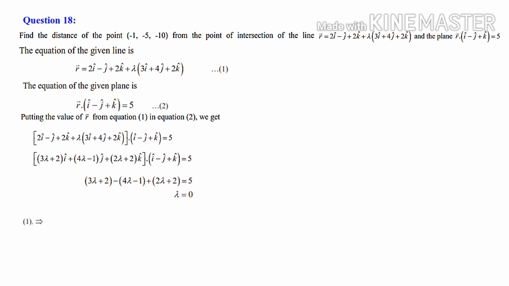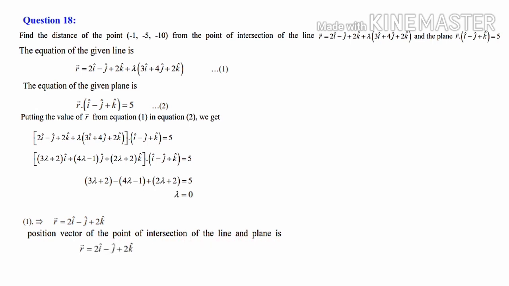So in equation number 1, if you substitute the value of lambda, that term completely becomes 0 because the value of lambda is 0. So you will get r = 2i cap - j cap + 2k cap. Since it is in vector form, we can consider this as the position vector. So the position vector of the point of intersection of the line and the plane is 2i cap - j cap + 2k cap.